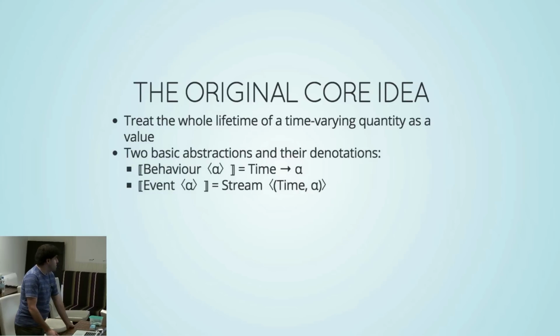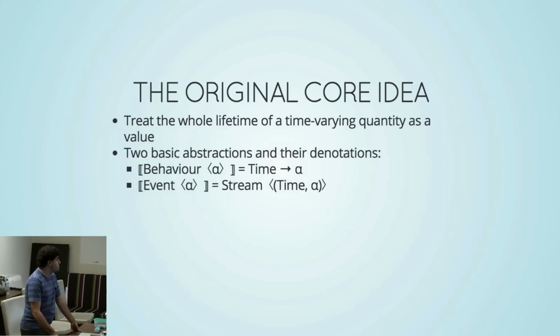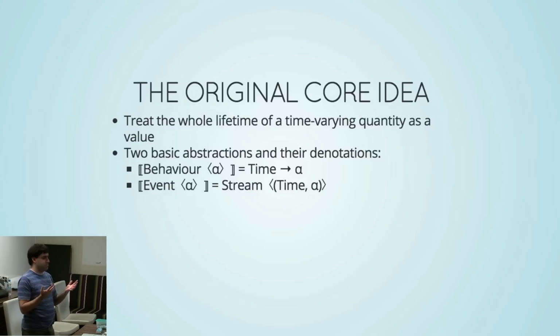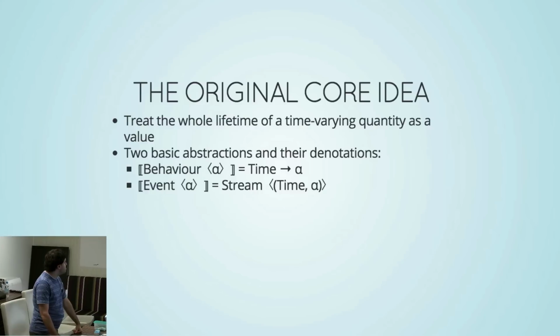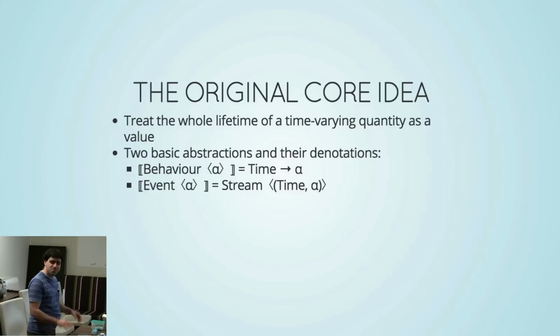So the original formulation distinguishes between two different kinds of entities. Mostly the difference is in the time-wise behavior. And there are two names, behavior and event. What I wrote here was a kind of measly attempt of defining some denotational semantics, but it's really just hand-waving.